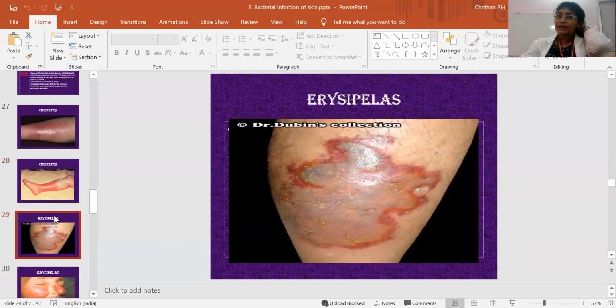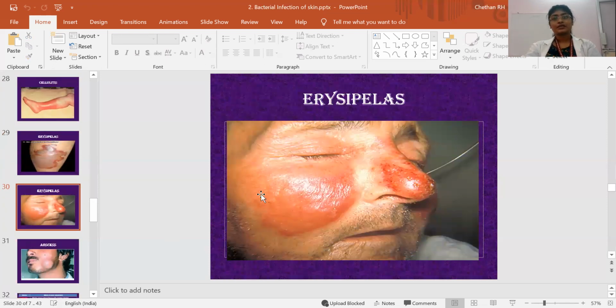Next, coming to erysipelas. This is the picture of erysipelas. So erysipelas is nothing but a superficial version. See, this is erysipelas, where you can see the erythema and edema present superficially, and the involved areas in this picture are the tip of the nose and the cheek.